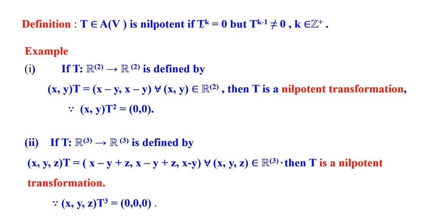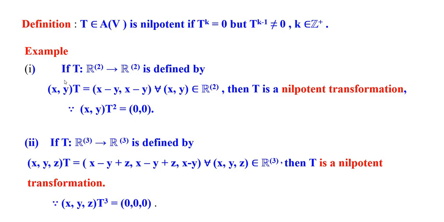That is, when you have the power of T to be some positive number which makes the transformation a zero transformation, but not for the lesser index, then you call that transformation a nilpotent transformation.